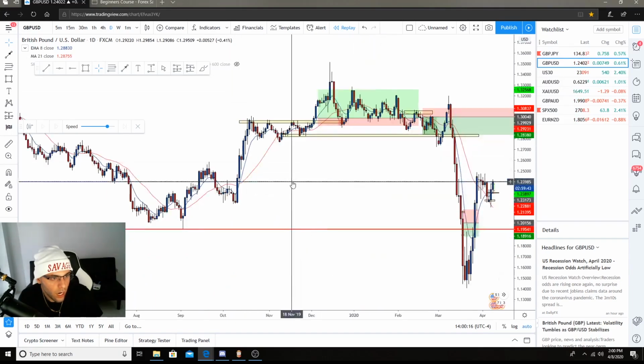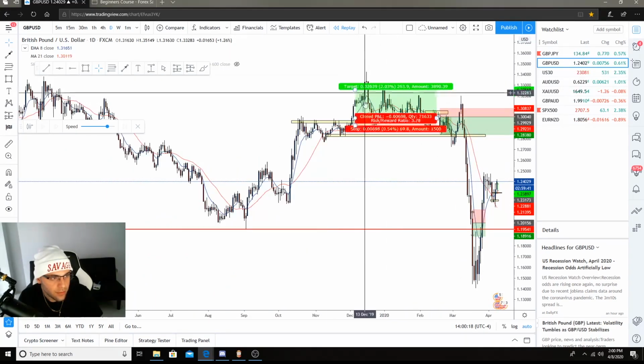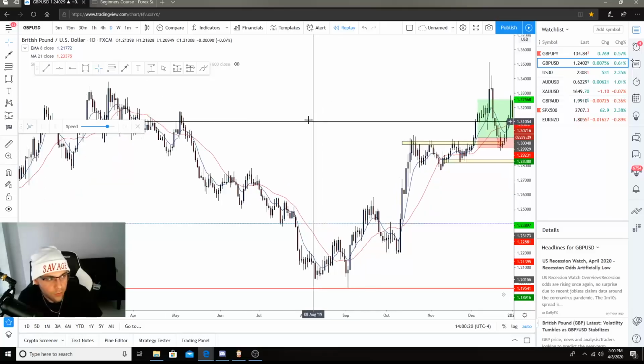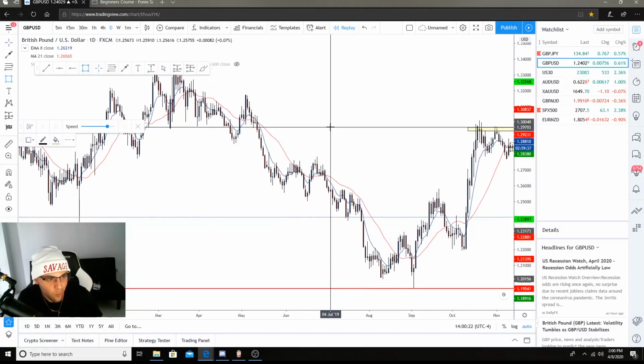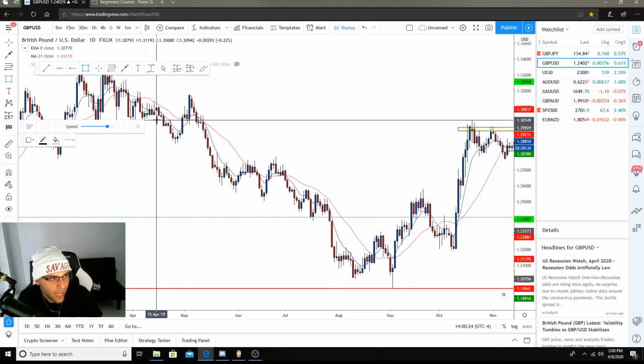So how are we going to target these zones right here? We're going to go in the future. I mean, in the past. Oh my God, I'm sorry. We're going to go in the past and we're going to kind of highlight these zones. We're not even going to highlight them. We're just going to use these little horizontal rays.